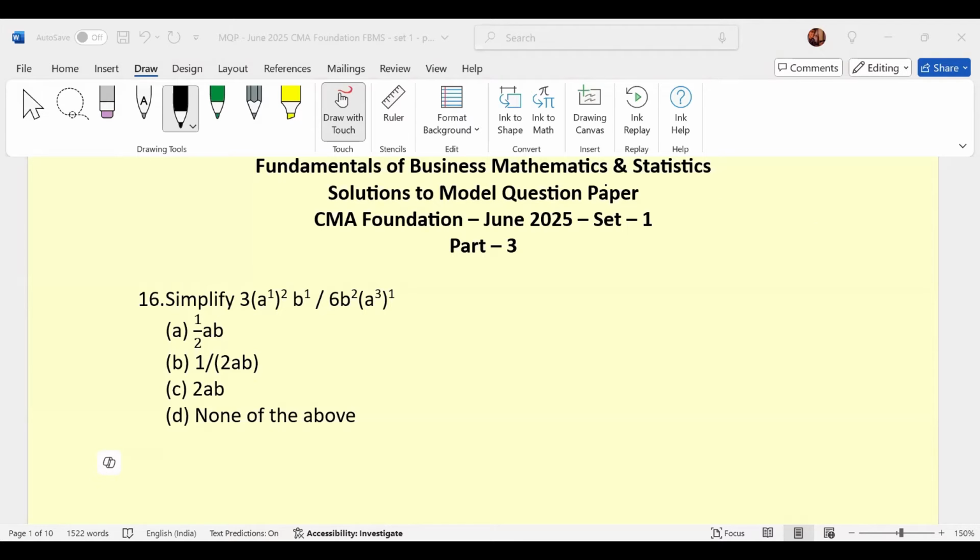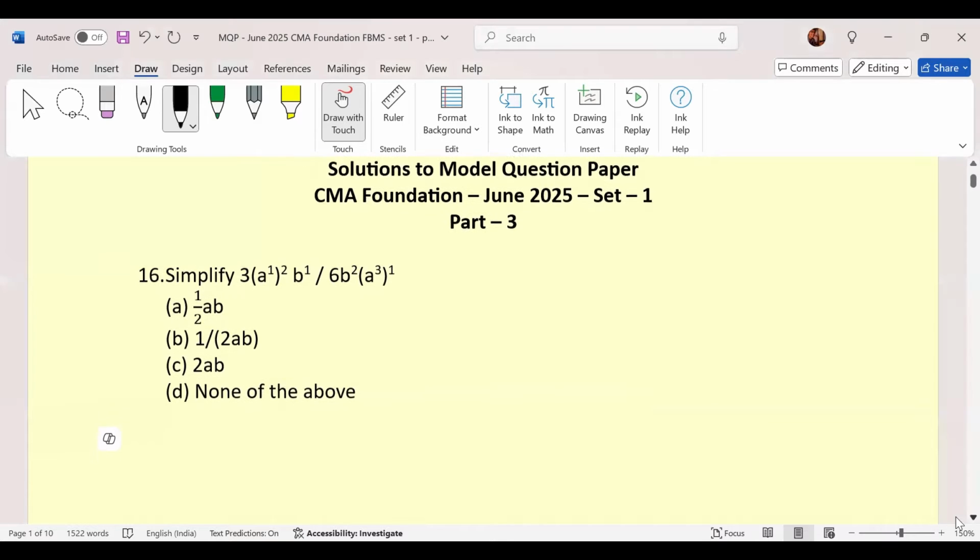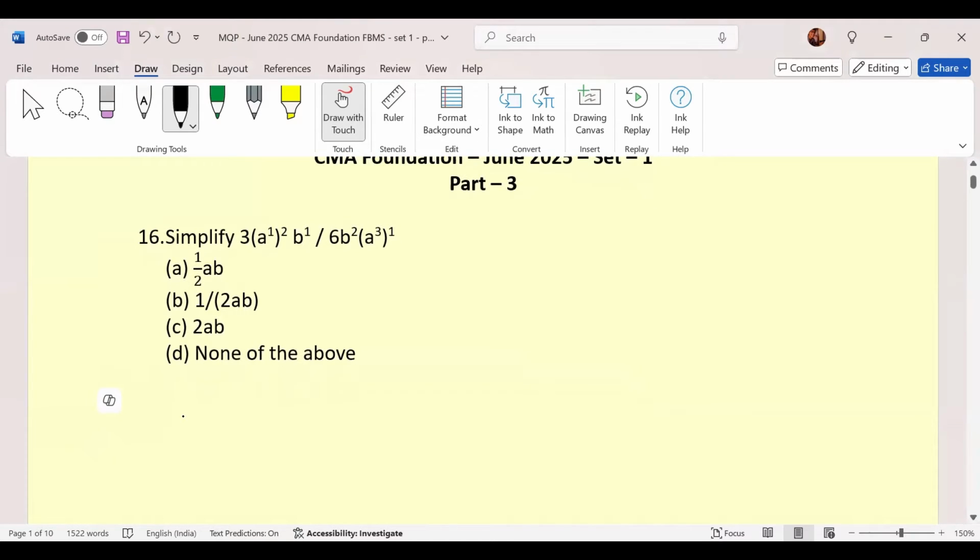Simplify 3a power 1 to the power of 2, b power 1 divided by 6b square multiplied by a cube to the power of 1. So we will rewrite the expression like 3, a power 1 is a only into 2. So it is a square, and I will write b because it is b power 1, 6 b square, a cube to the power of 1 is a cube only.